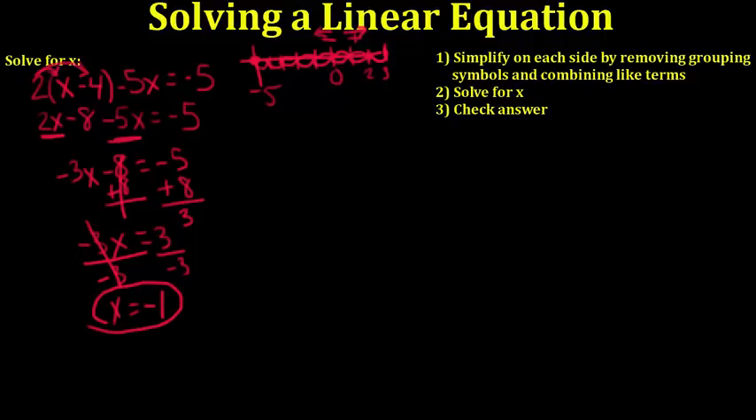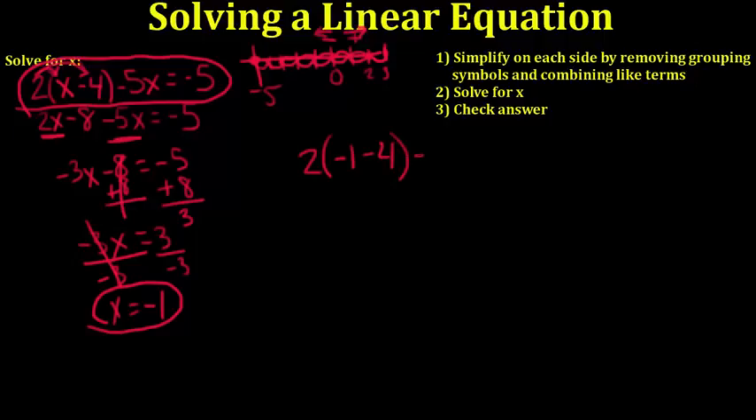Third step is always to check your answer. So I'll take the value I found for x, plug it back into the original equation. So in my original equation, which is right here, everywhere I see an x, I'll replace it with negative 1. So I've got 2 times negative 1 minus 4 minus 5 times negative 1 is supposed to be equal to negative 5.